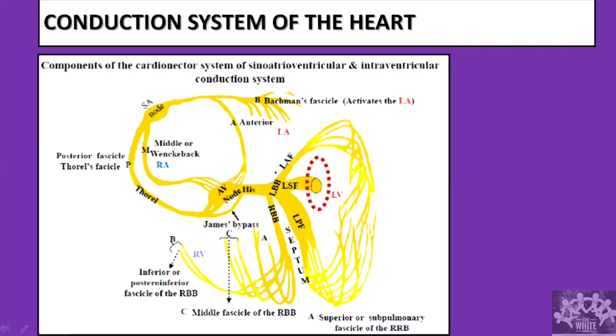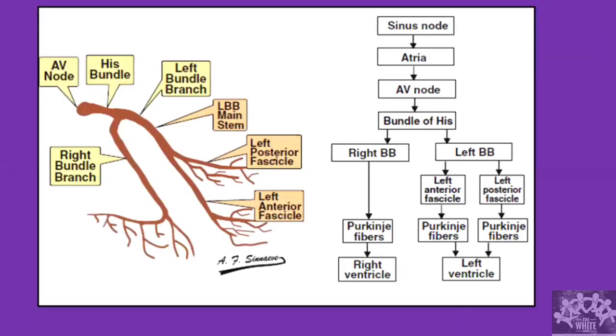Okay, if that is clear, this is a very quick summary. From the AV node, we have the bundle, then the bundle branches, and then the fascicles. And then finally, we have Purkinje fibers. Everywhere there are only Purkinje fibers, whether you activate the LV or the RV.